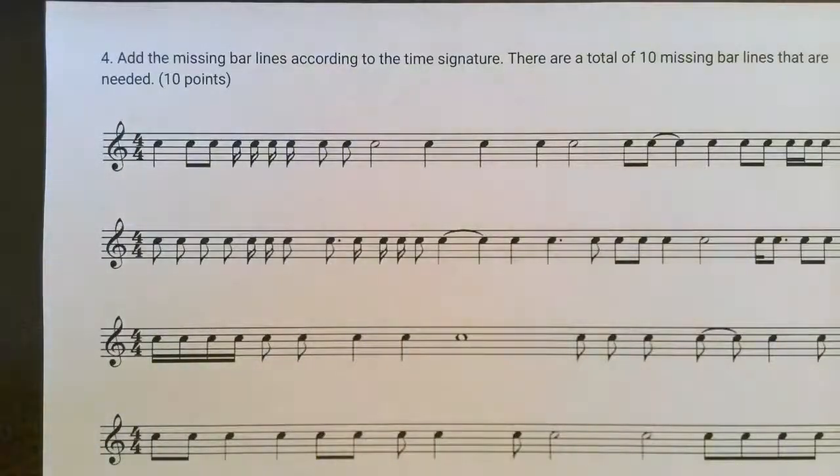Okay, so we're almost to the end here. Next, I'd like you to add the missing bar lines according to the time signature. So remember, throughout this unit so far, we've talked about different note values. Okay, and you can take a look at the textbook and also your notes.